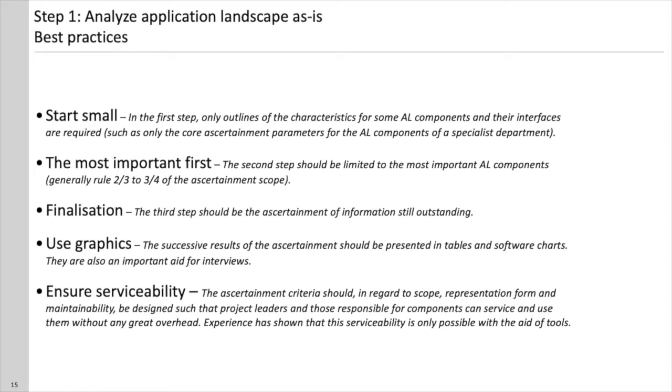There are some best practices around for the analysis, for creating these documentations. One is to get used to it, so it's a good idea to start small. In the first step, only outlines of the characteristics for some AL components and their interfaces are required. So it's an adaptable process in a way. The most important should go first, so the second step should be limited to the most important AL components. That's usually 2/3 or 3/4 of the ascertainment scope. The finalization is then the last step.